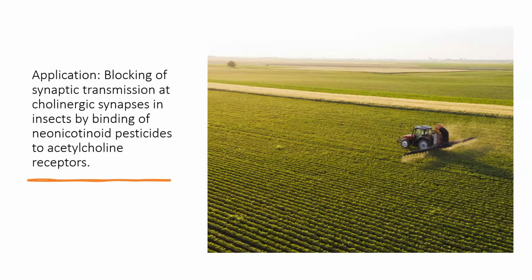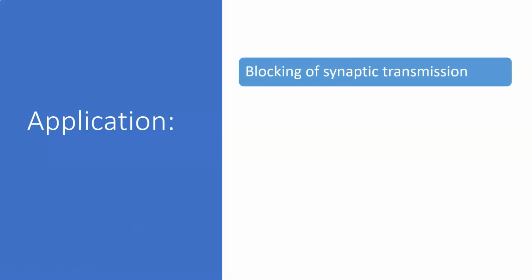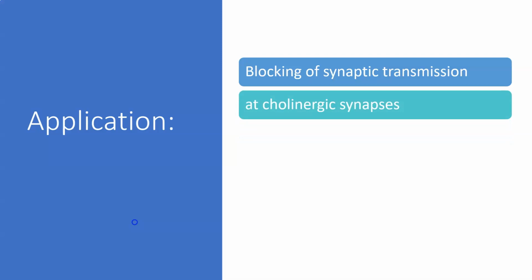Okay, now this is a great application. This is looking at how nerve impulse transmission is blocked by certain pesticides at the acetylcholine receptors. So this is how some pesticides work. So let's have a look at this. What's happening is we've got a blocking of synaptic transmission. It happens at these cholinergic synapses, which we've looked at.